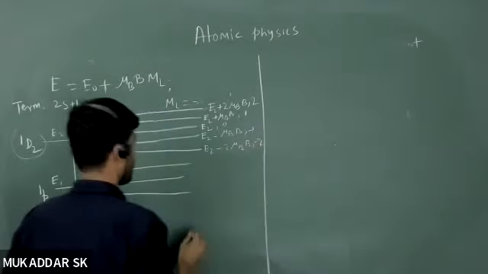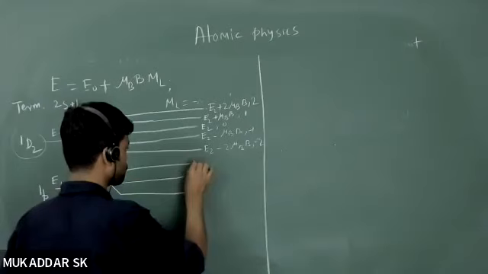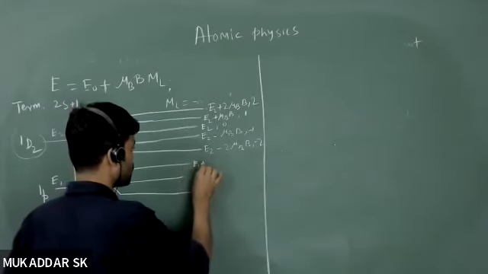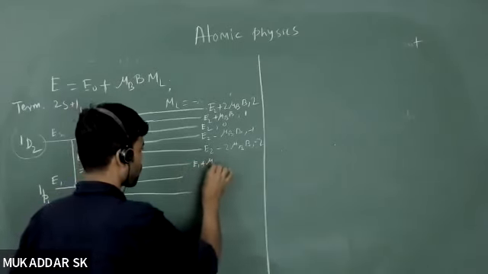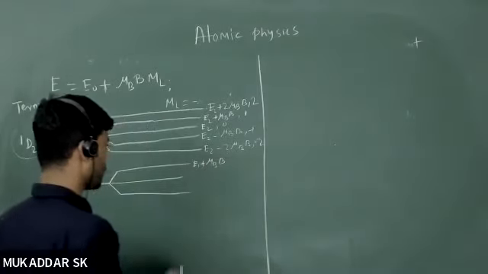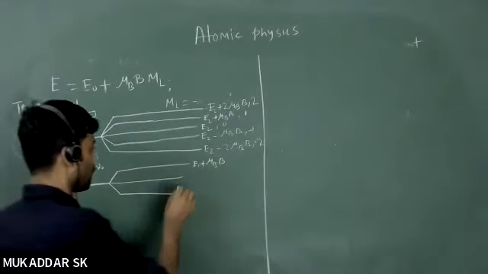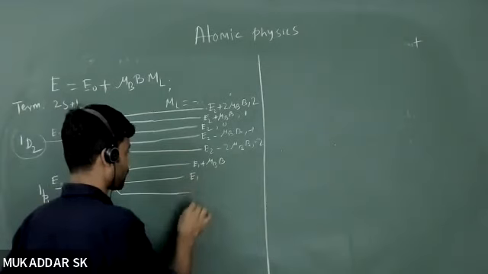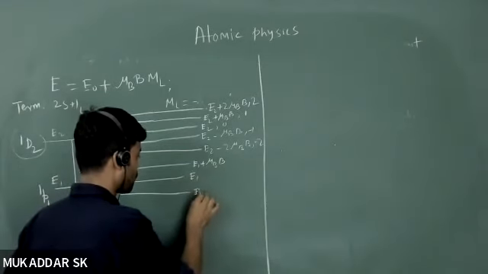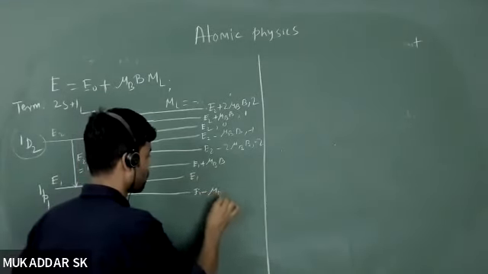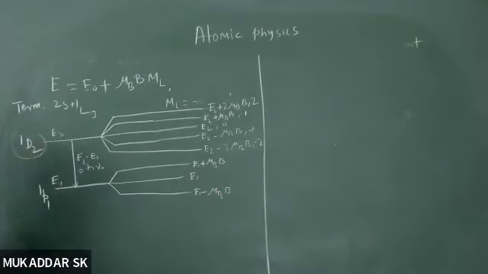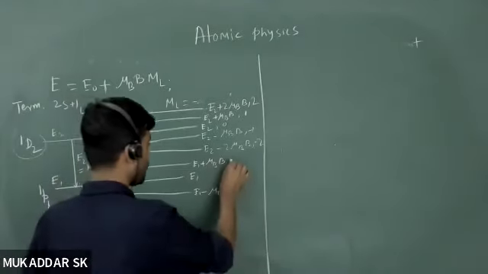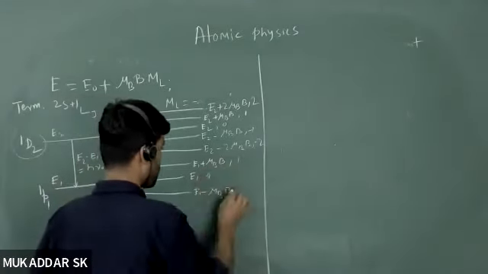Okay, and here you will have E1 plus mu B B. Why I am writing this part is really important. Then you will have E1 here. You have E1 minus mu B B, and this ml value here will be 0, and minus 1. Now we see this separation is how much?